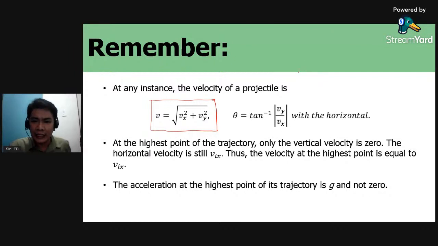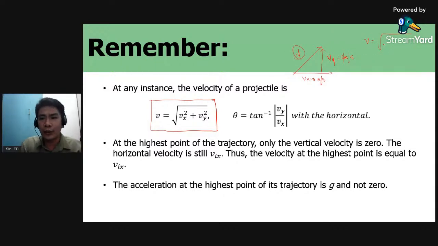For us to understand this one, let's say given the particular vector v, let's say it's unknown, class. It's unknown, but we know that the horizontal component v sub x is 3 meters per second, and the vertical component v sub y is 4 meters per second. We can solve for v by using the formula v squared x plus v squared y. So this is just simply a version of the Pythagorean theorem. The answer here is 5 meters per second.